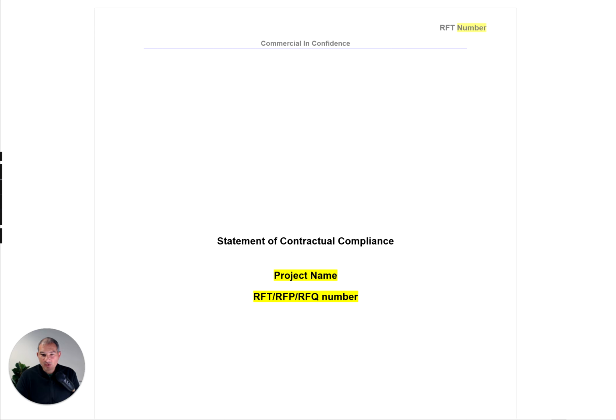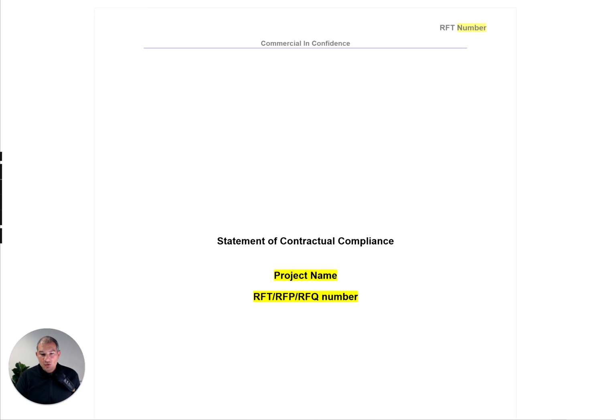So, Statement of Contractual Compliance, what are they? Well, in short, when you go out to market, nine times out of ten in your market documentation or in your tender pack, you are going to include a draft contract. What then happens is the tenderer lodges a response with their services or proposed solution, but they will also tell you what they think of your draft contract and how they want to change it.